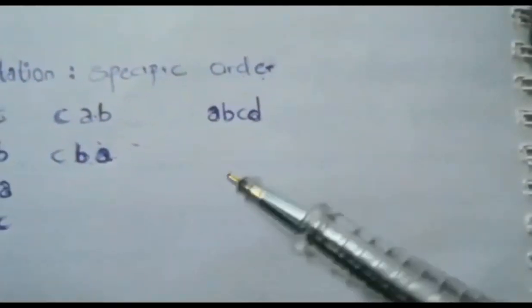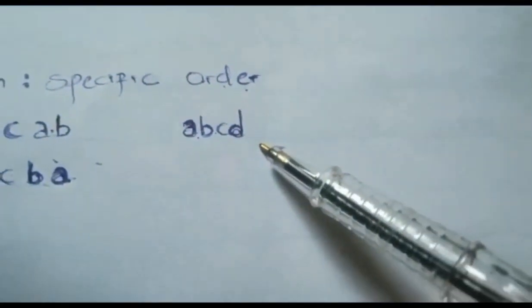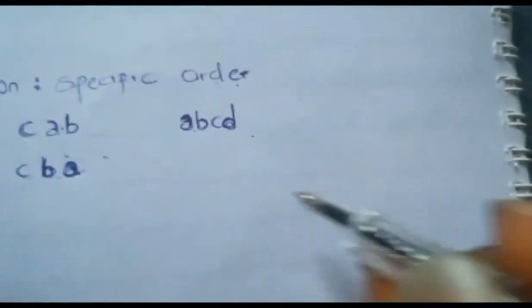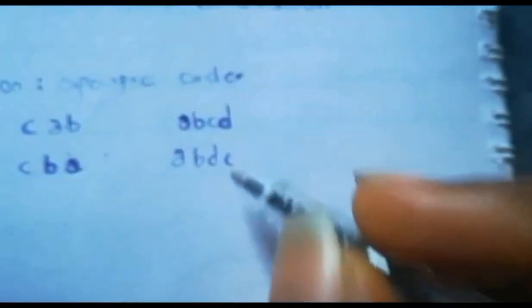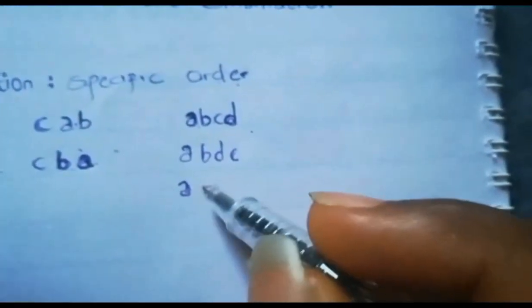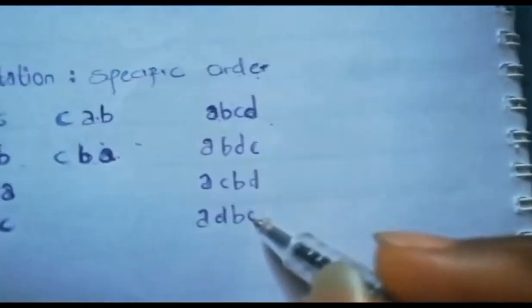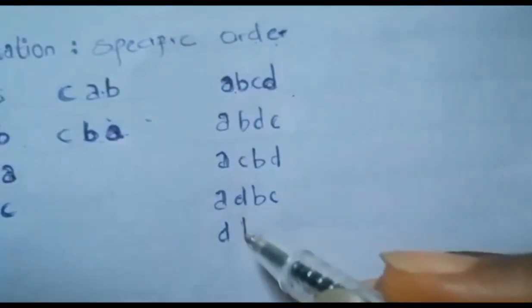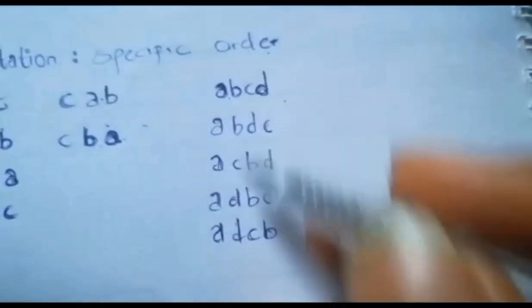Now, let's say we have the letters A, B, C, D. In how many ways can we arrange it? So let's do that. We have A, B, C, D. We're going to have A, B, D, C. We're going to have A, C, B, D. We're going to have A, D, B, C. We're also going to have A, D, C, B. So this is one way.